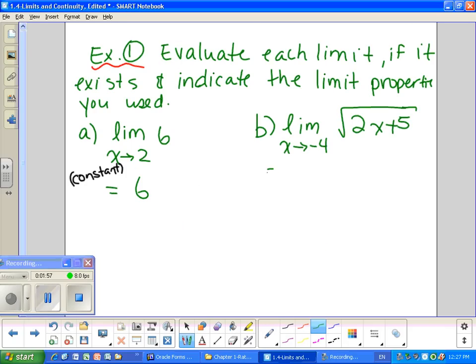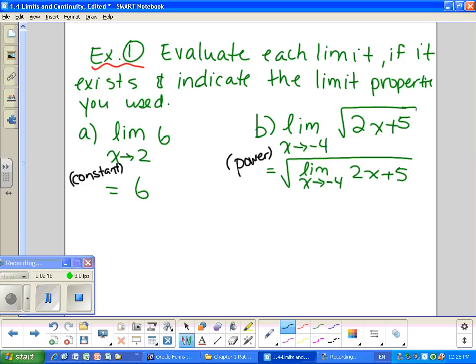So we can actually write this as the square root of the limit as x goes to negative 4 of the stuff inside. The square root's still there, but the limits can apply inside the square root. That's the power property. Do we have to know all the properties?